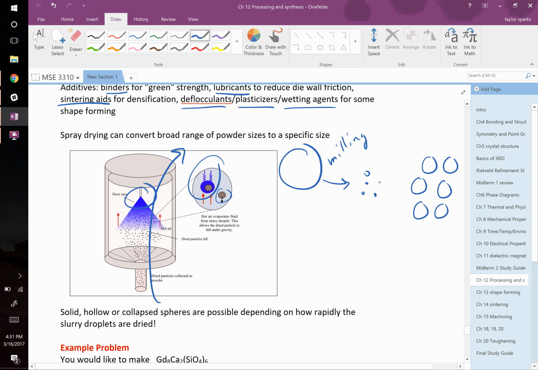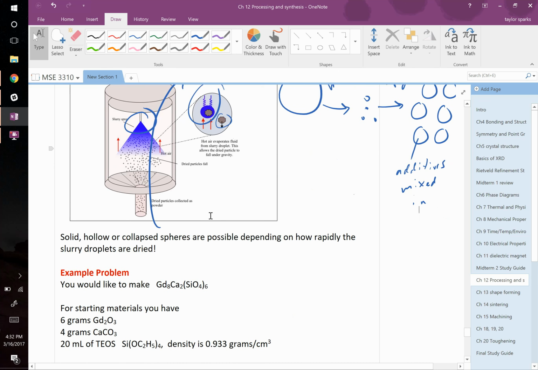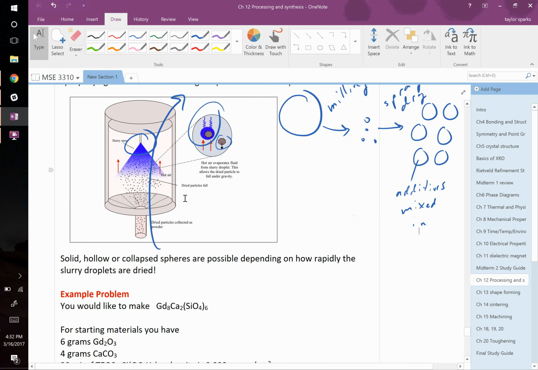Milling will reduce the size. But then, when you go through a spray drying process, it can get them all the exact right size, and you can have additives mixed in, as long as your additives, whatever they were, didn't combust during the spray drying process, because you typically do it above the boiling point of water, because you want to get rid of the water, right?